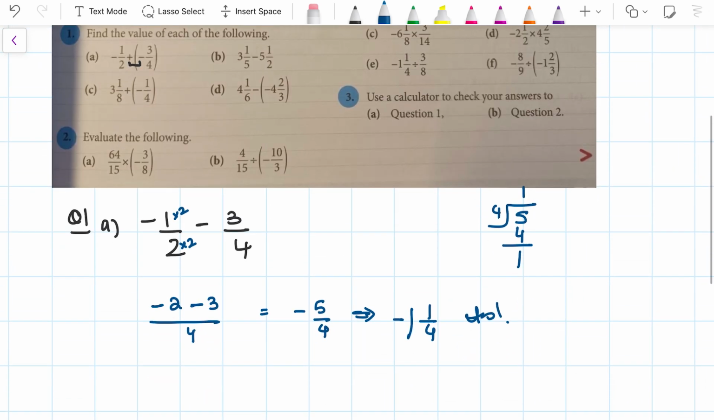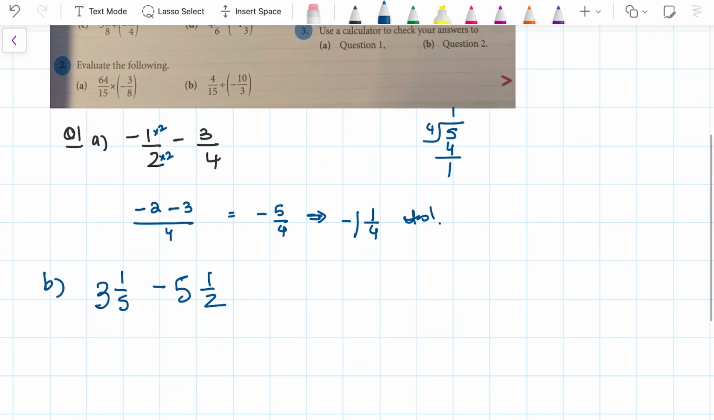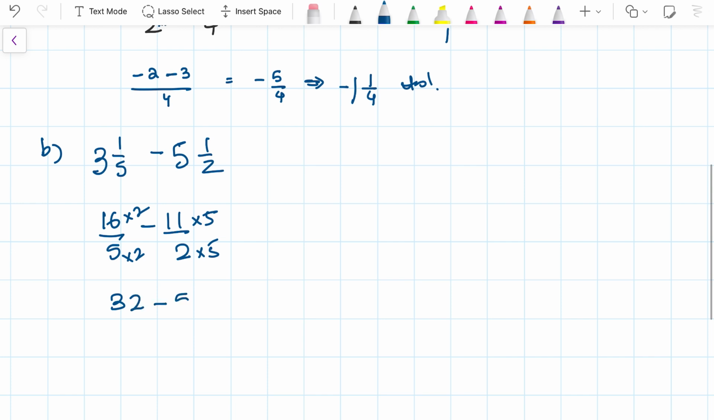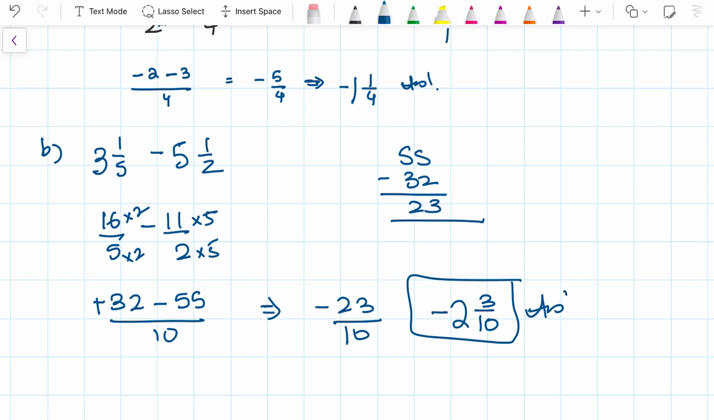Let's do the second question. We convert it into an improper fraction first. Now take the LCM. The LCM of 5 and 2 is going to be 10. 32 minus 55 divided by 10. Now this is a plus 32, this is a minus 55. So we will perform the operation of subtraction and we'll write the sign of the bigger number. Minus 2 whole 3 upon 10 will be my answer in the mixed fraction form.